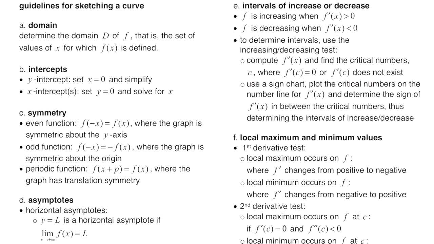Once you find your critical numbers, you plot them on a number line and you create a sign chart for f prime. So again, you're picking numbers in between the critical numbers, you plug them into f prime, and that will determine whether f is increasing or decreasing depending on whether f prime is positive or negative.